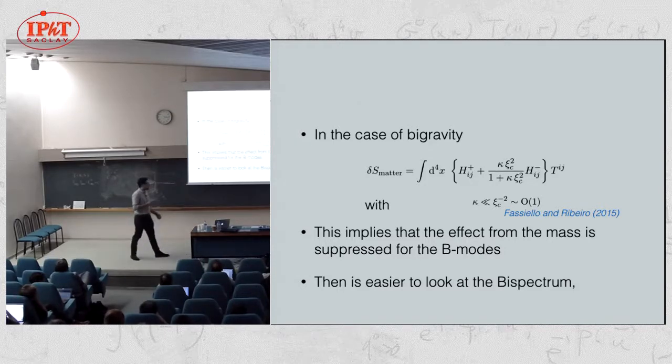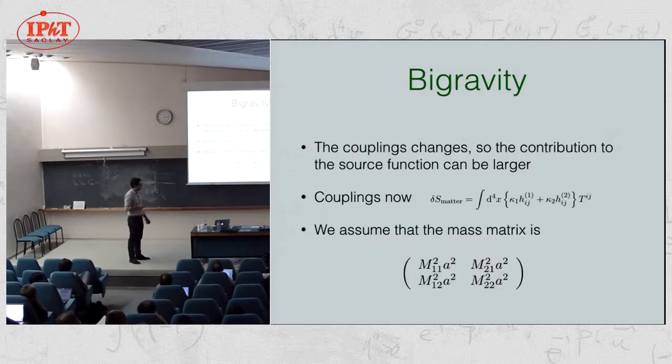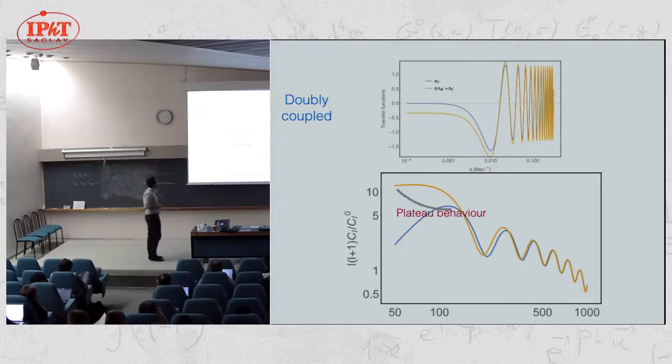But this is still not too general, so we want to consider the most general theory. We're going to assume that both gravitons couple to matter, and we're going to see what are the effects that we get from there. So in this case, we are going to get this mass matrix, which is very general, and it's also symmetric, so M12 is equal to M21. And so we have that the plateau is a bit different, but it is still there.